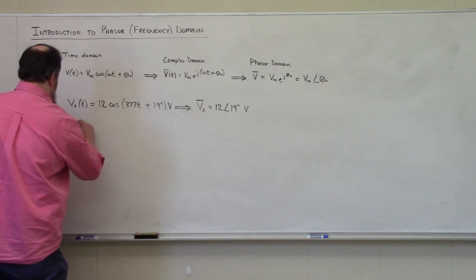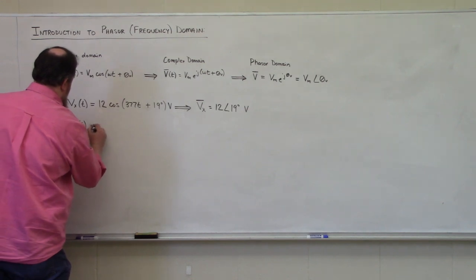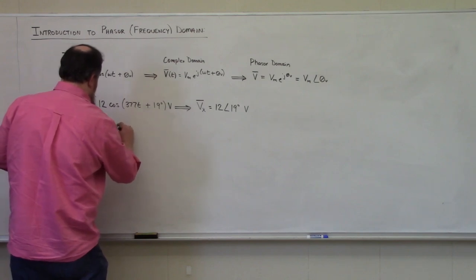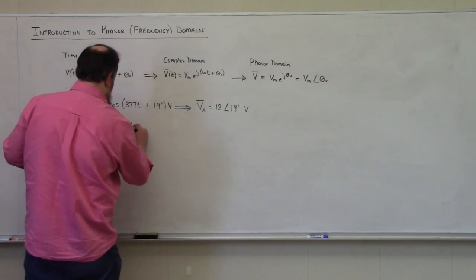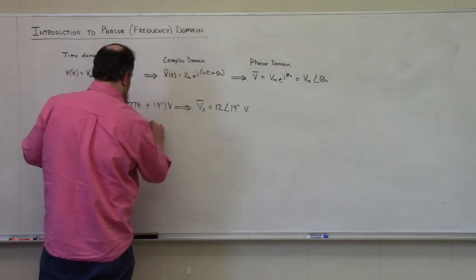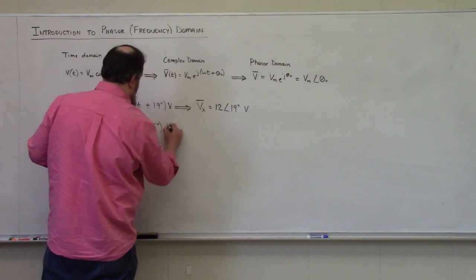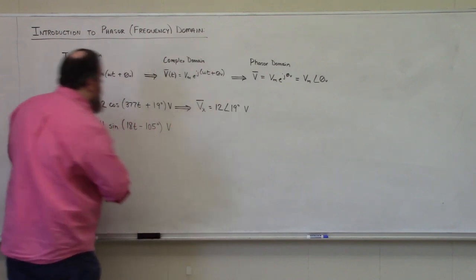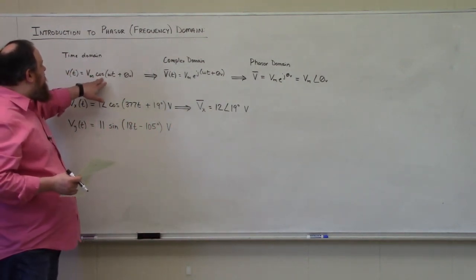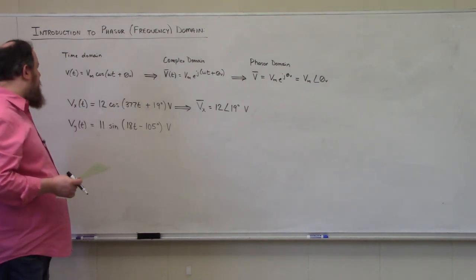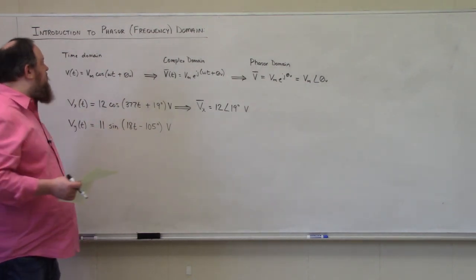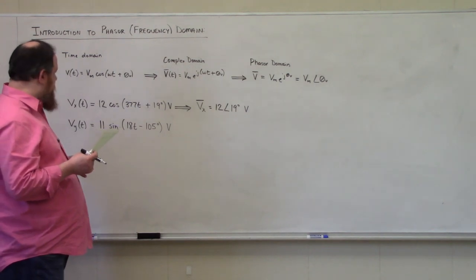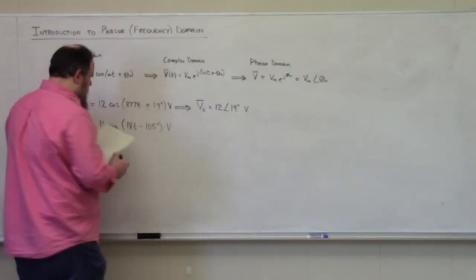Let's say we have Vy of t is 11 sine 18t minus 105 degrees volts. Actually, our phasor domain representation is based on us having a cosine function in the time domain. So in order to get a correct phasor domain representation of this signal, we need to convert this sine function into a cosine function.